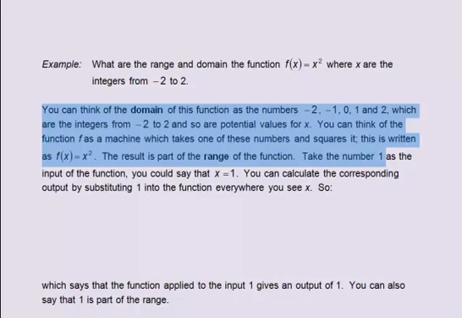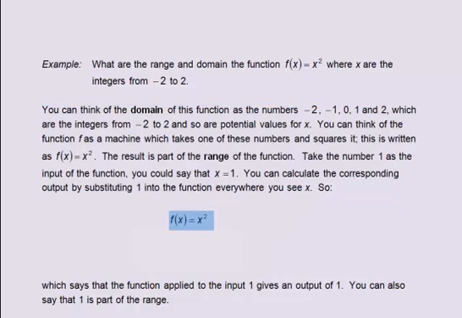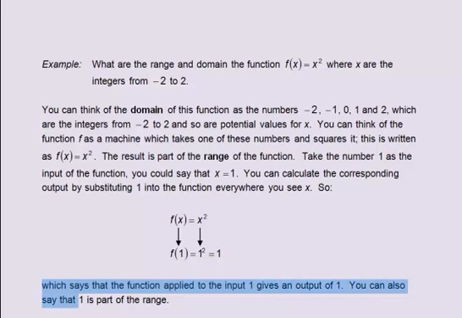Take the number 1 as the input of the function. You could say that x equals 1. You can calculate the corresponding output by substituting 1 into the function everywhere you see x. So, f of x equals x squared transforms to f of 1 equals 1 squared, which equals 1. Which says that the function applied to the input 1 gives an output of 1. You can also say that 1 is part of the range.